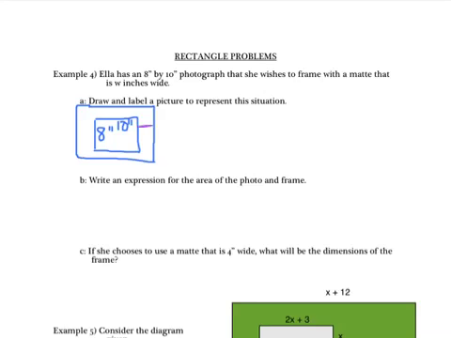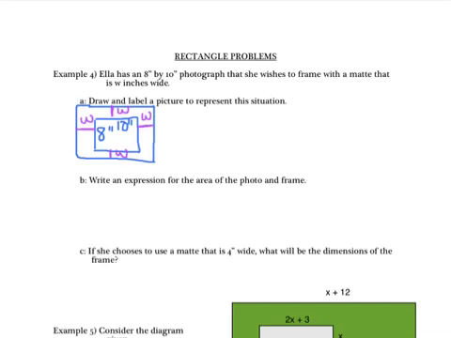So this distance here is W. This distance should be W. This distance should be W. And this distance should be W. And if I were a better artist, those would all look the same. But they don't. Okay, now write an expression for the area of the photo and the frame. So essentially, I'm looking for the area of this whole outside shape. I want the area of this entire rectangle.